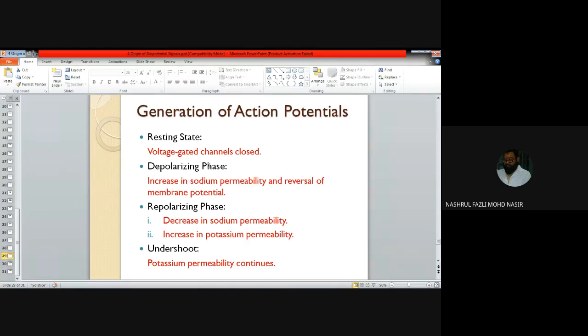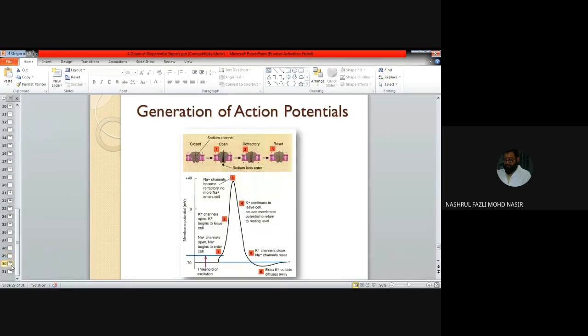Depolarizing phase: increase in sodium permeability and reversal of membrane potential. In the repolarizing phase, there is a decrease in sodium and an increase in potassium. In the undershoot, potassium permeability continues, so more potassium is leaving. So this tells you how it happens.